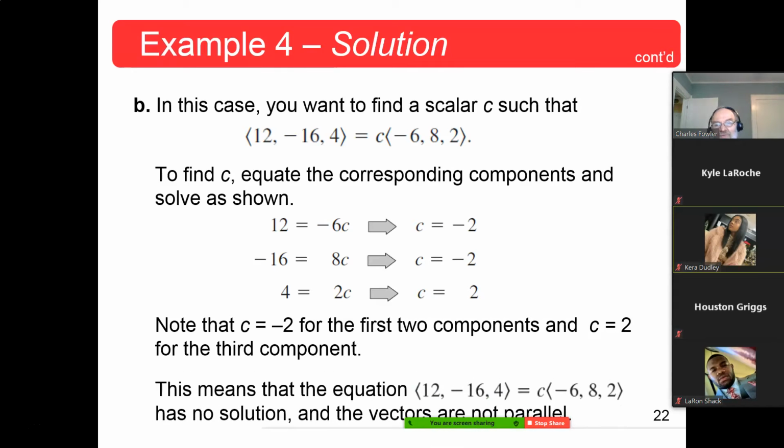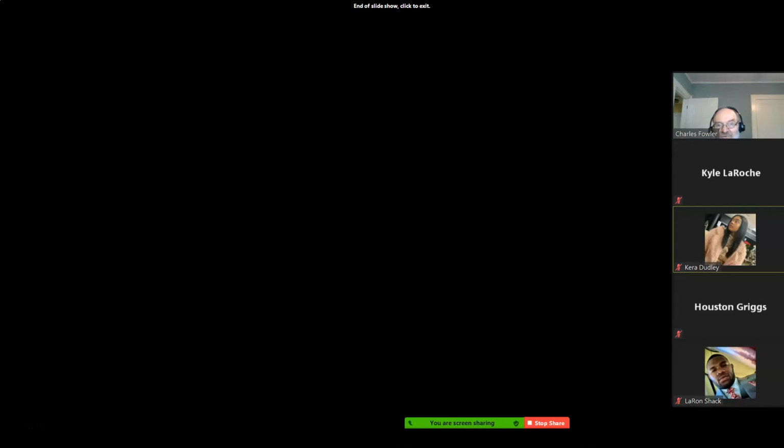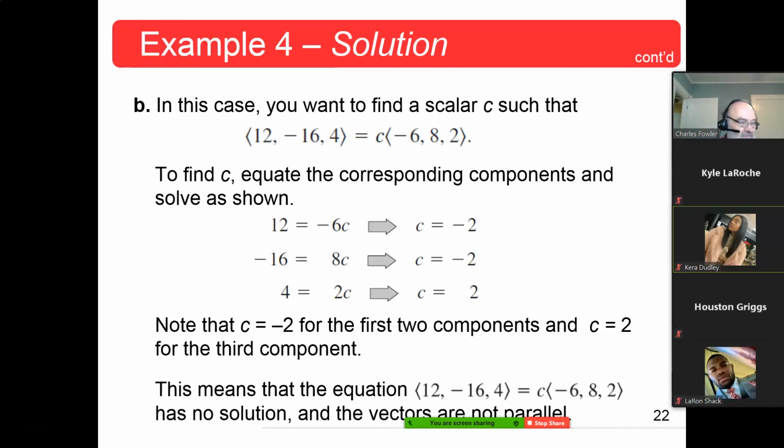All right. That means that the equation 12, -16, 4 equals C times -6, 8, 2 has no solution. The vectors are not parallel. I wouldn't have even written it that way because you tested it, it didn't work. That makes you think it did. It doesn't. Oh my goodness, that's the last one on the slide set.